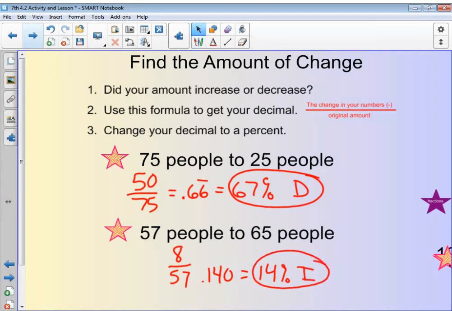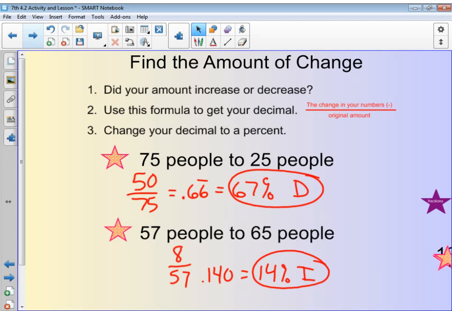Okay, so you should have ended up with, on the first one, a 67% decrease. Key thing on that one is when you get a repeating number, remember to at least write out the first 2 or 3 digits. 3 is better because then you can round it to the most precise answer. So you'll notice here, if I went to the nearest percent, it became a 67%.